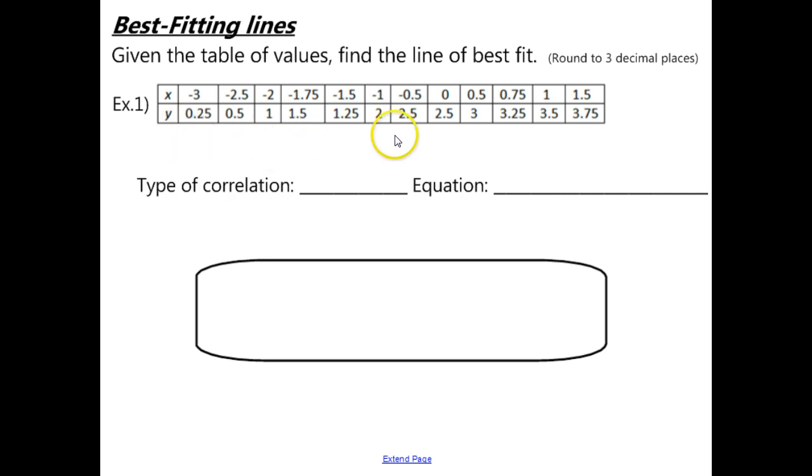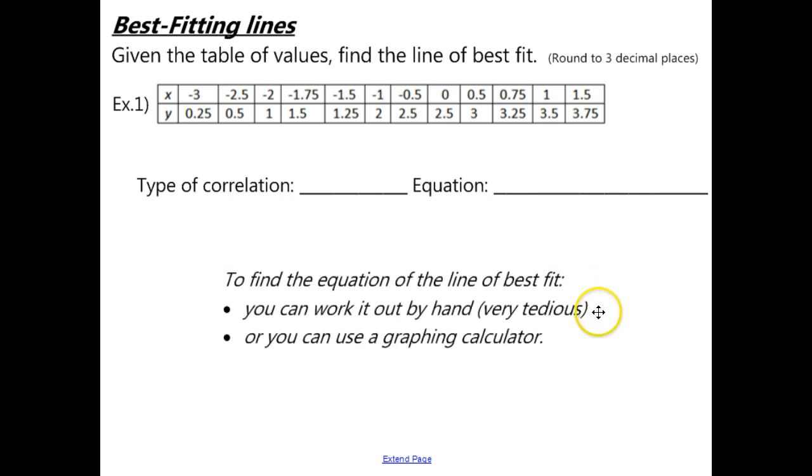Now you've seen tables of values before that you've been able to plot on a graph and find the equation of that line. But when you look at these points, the decimals are going to make it kind of hard to plot, and also, again, like we said, it's going to end up being a scatter plot. Finding the type of correlation won't be difficult once it's plotted, but the equation of the line will take some more work. If you do it by hand, it'll be very tedious, or you can use your graphing calculator.